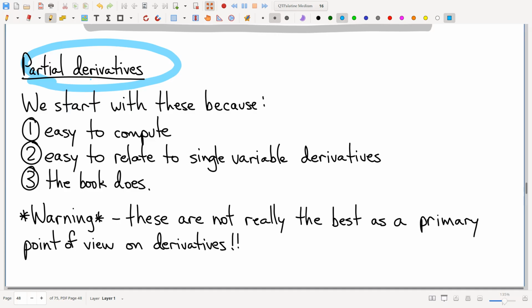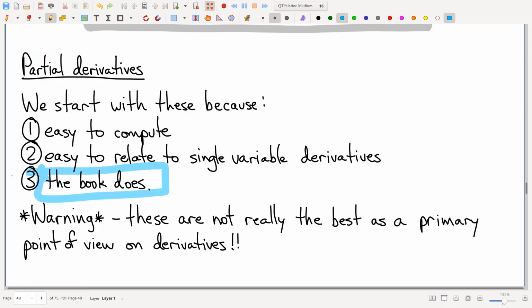I don't think that's a good choice, honestly. I think there's some big downsides to starting with partial derivatives. But I feel like my hands are a little bit tied here. The book starts with partial derivatives, so I'd either have to digress very substantially from what the book does, which I've tried before in the past, and I think it creates more problems than it solves. Or I can just sigh and accept that I'm going to have to do it the book's way.